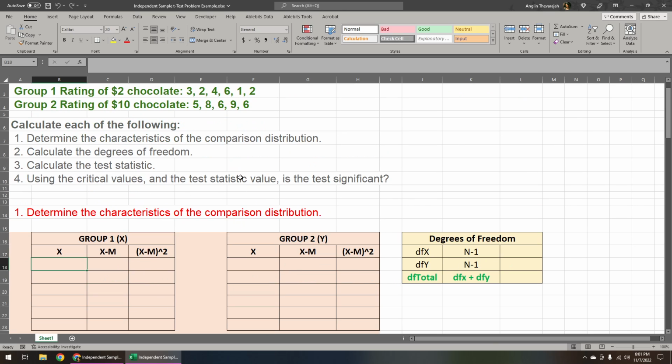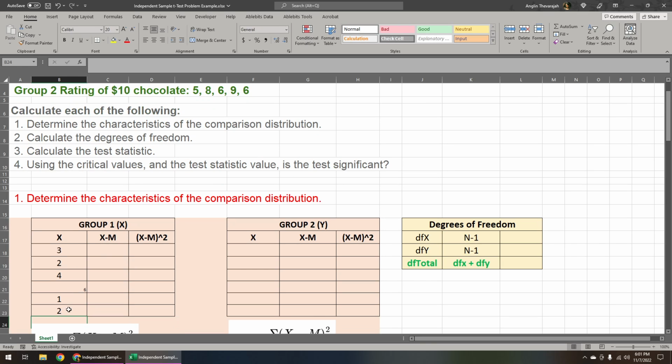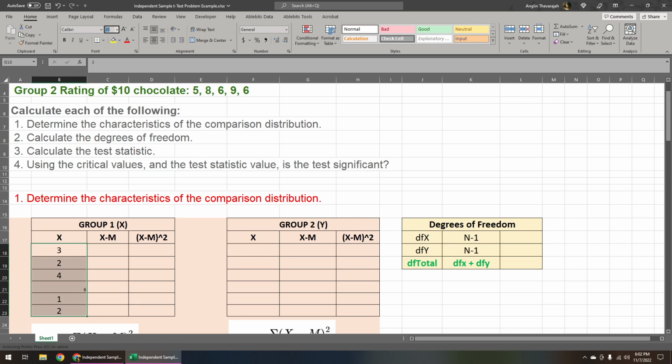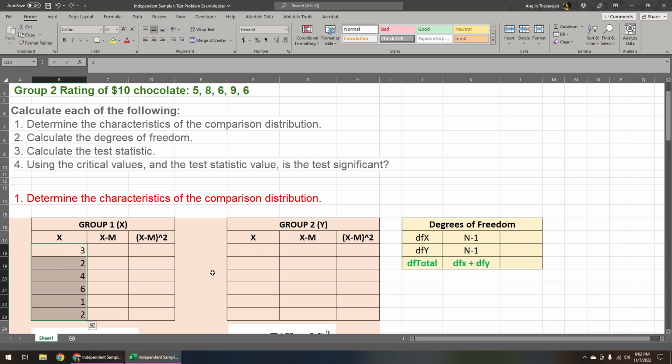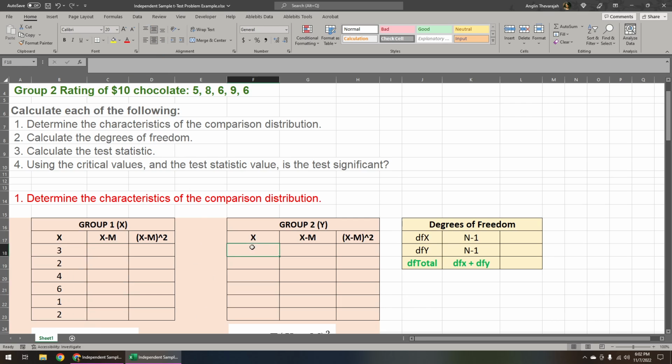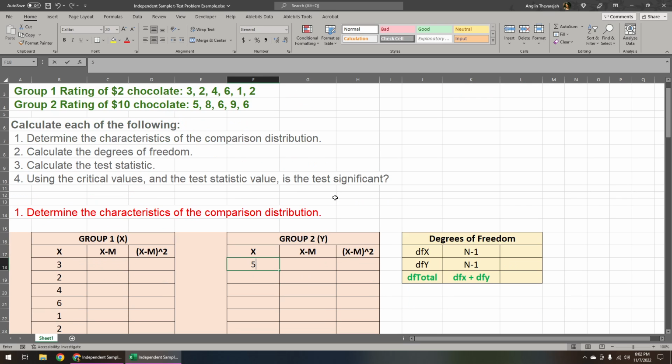So I'm just going to simply move that data in, in no particular order, into our data set. And then I'm going to go ahead and move group 2's into the data set as well.